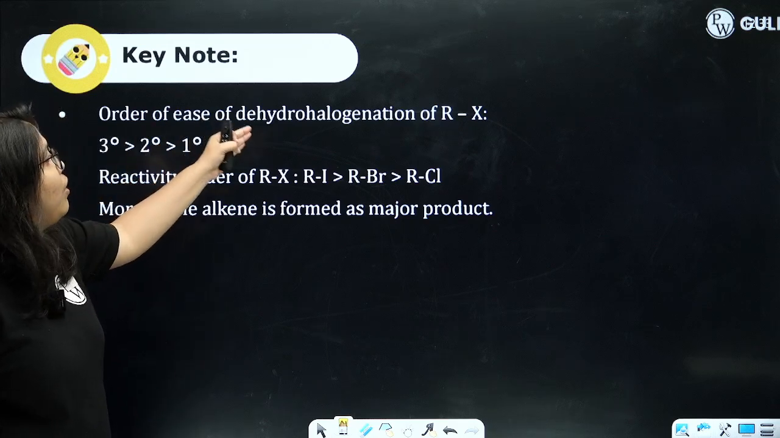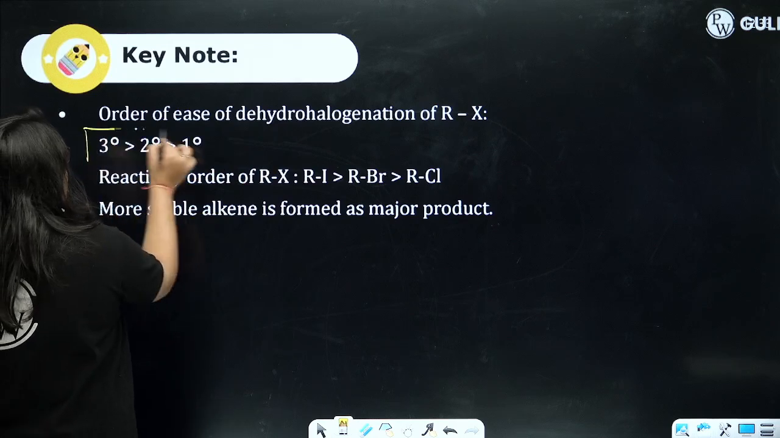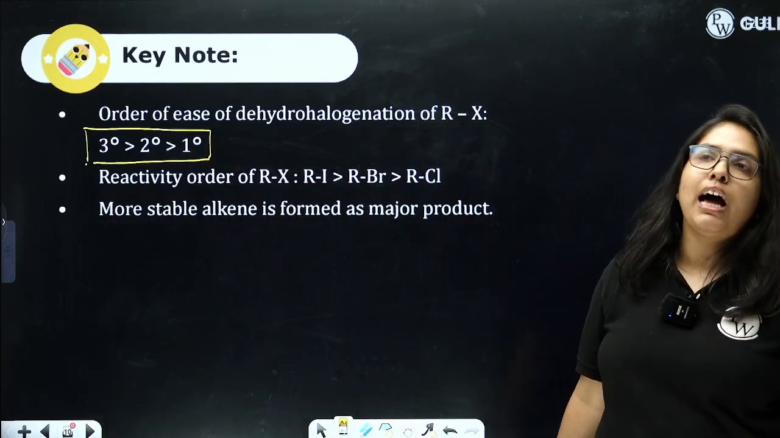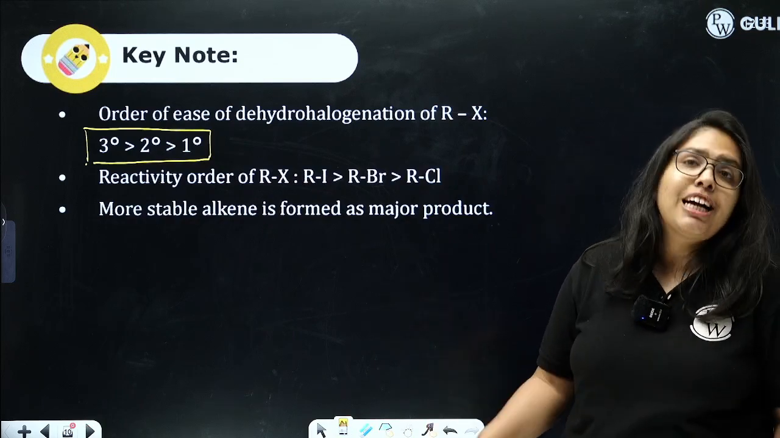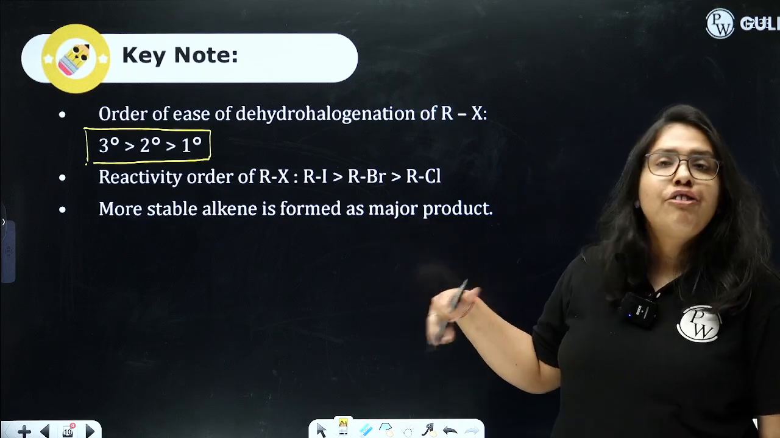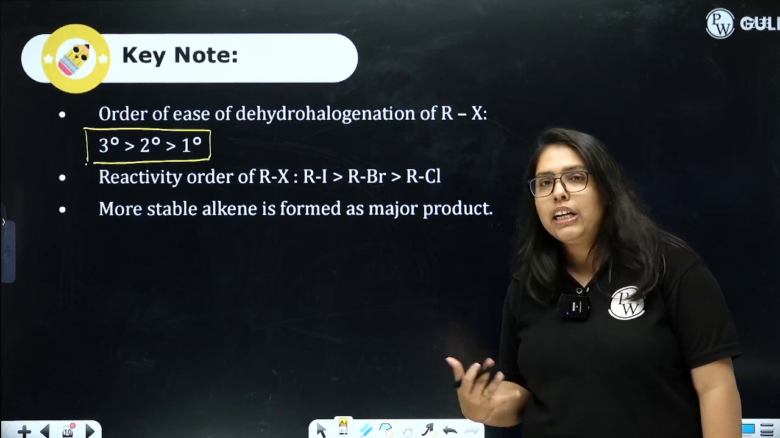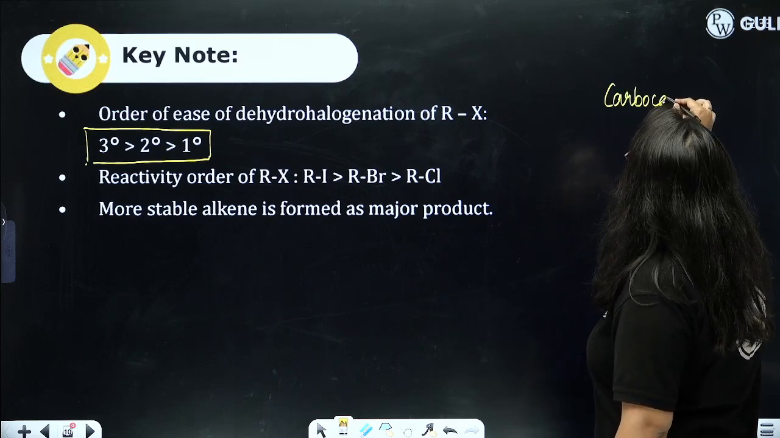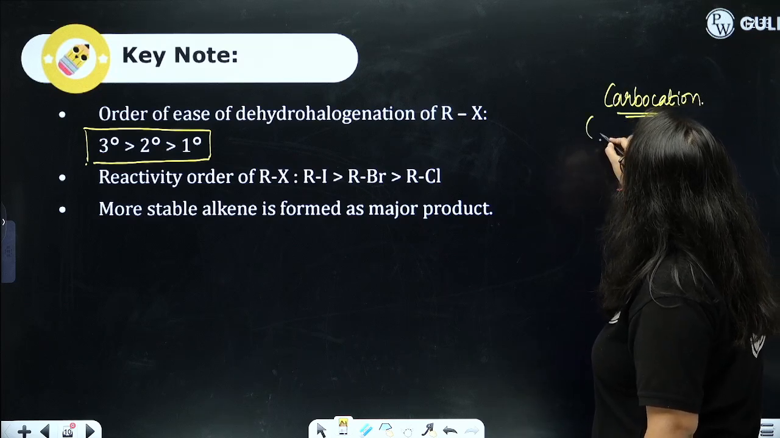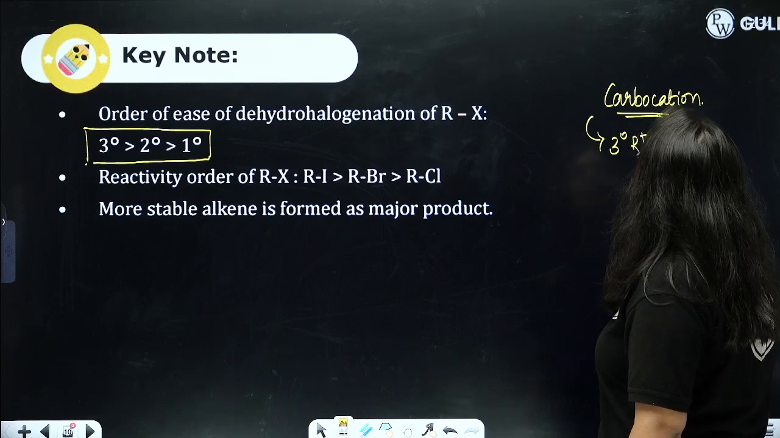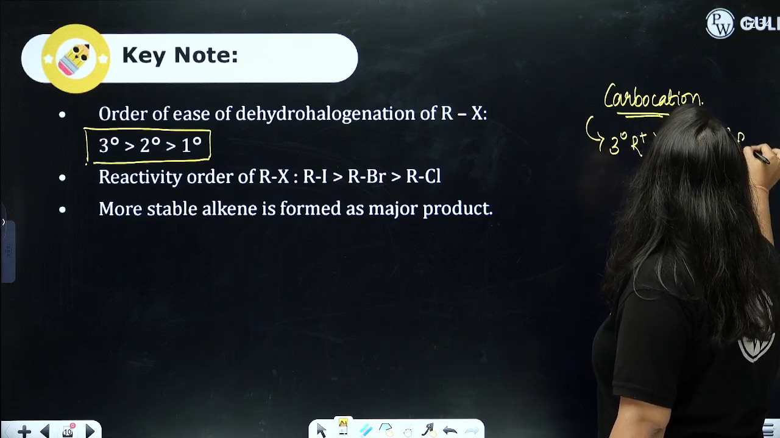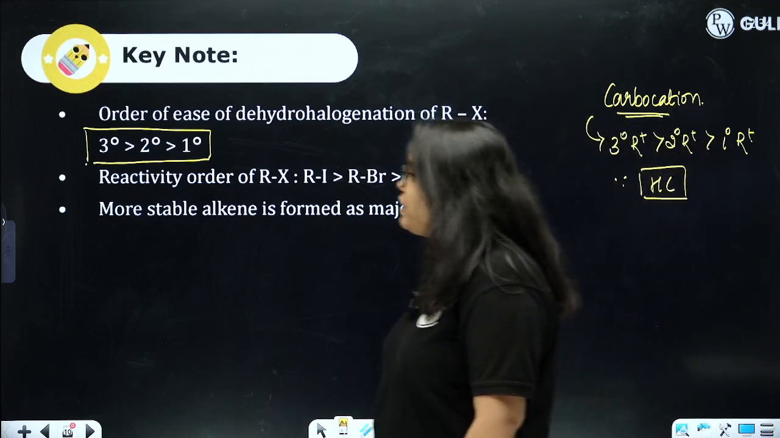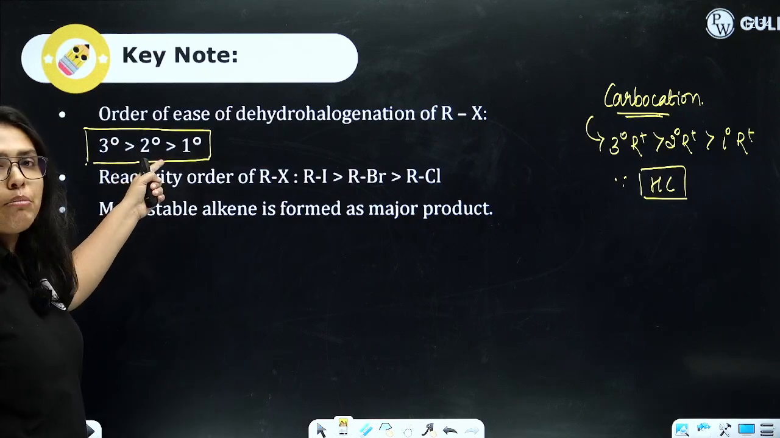Moving on, the order of ease of dehydrohalogenation is tertiary more than secondary more than primary. Tertiary carbon is more reactive towards beta dehydrohalogenation in comparison to secondary and primary. You will learn its mechanism in your second year under the chapter haloalkanes and haloarenes, but let me give you the reason. Carbocation is formed as an intermediate, and you already are aware that tertiary carbocation is more stable than secondary carbocation, which is more stable than primary carbocation, by the virtue of hyperconjugation. That is why tertiary is more stable than secondary is more stable than primary.